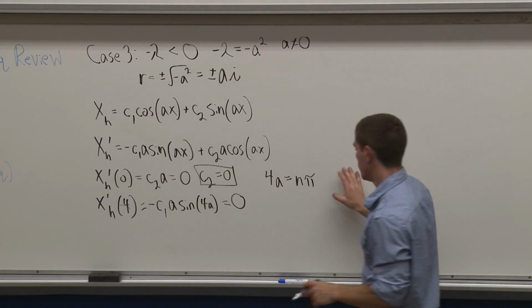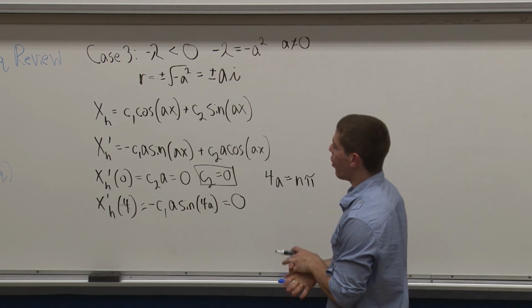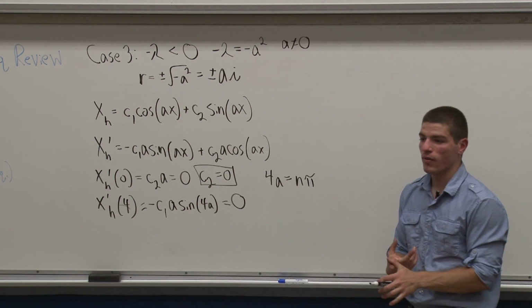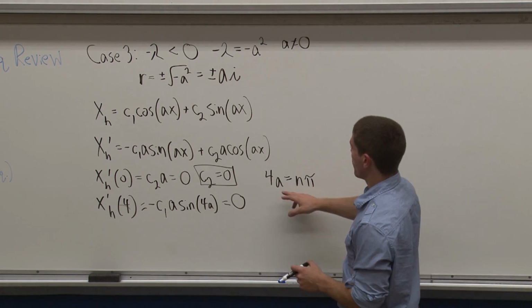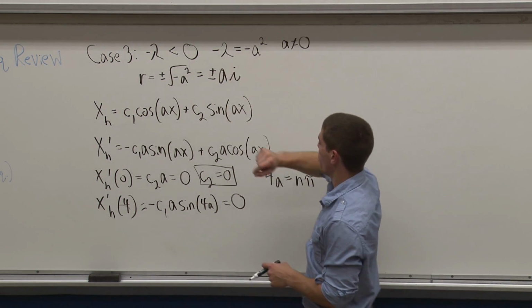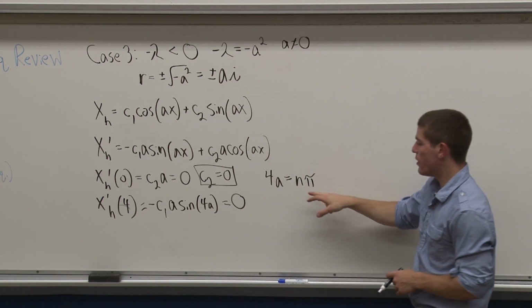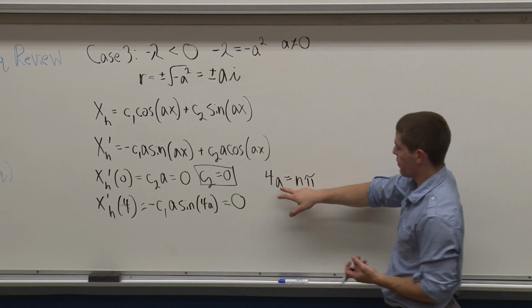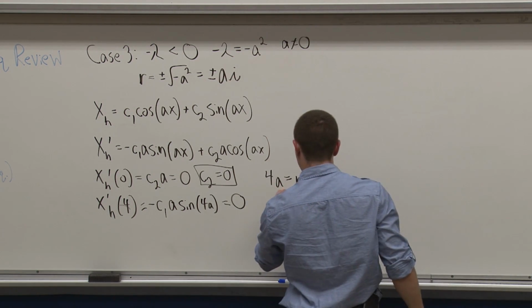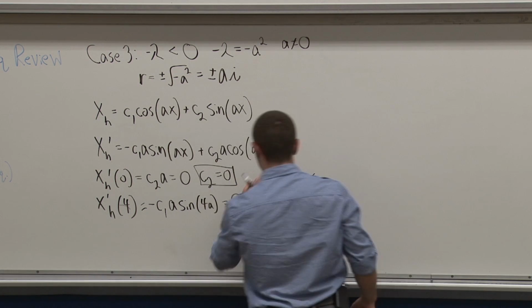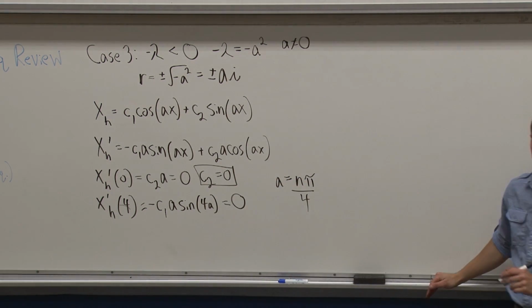Okay, so now this is true. What we need to find, what our goal right now is, is to find the eigenvalue and then later the eigenfunction. So the eigenvalue can be found by lambda. So what do we have here? We have lambda in terms of a. From this, we need to find a, because if we find a, that means we can find lambda. So we can move this 4 over. You have a equals n pi over 4.